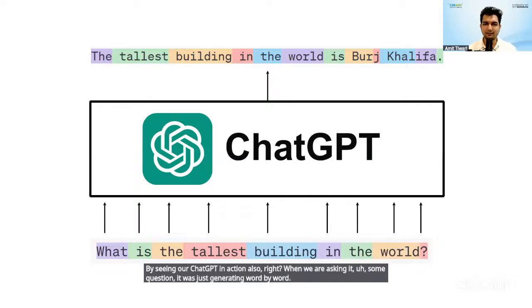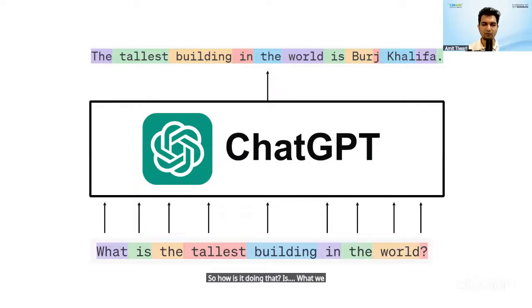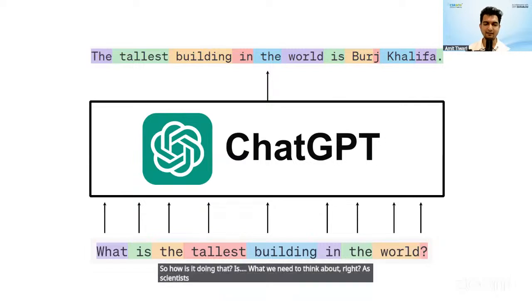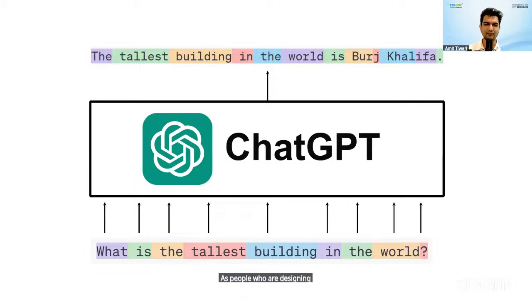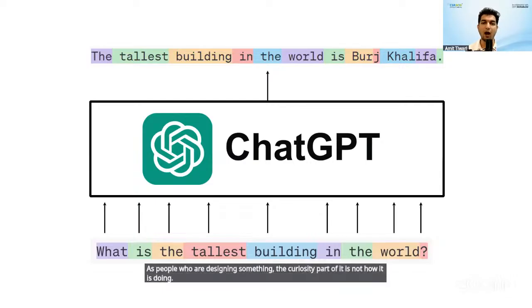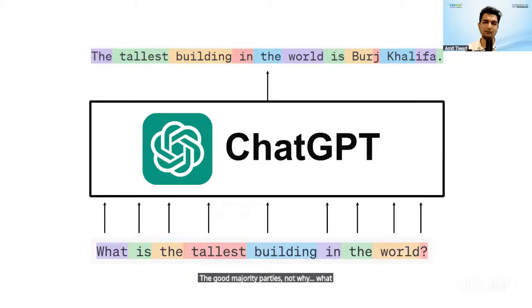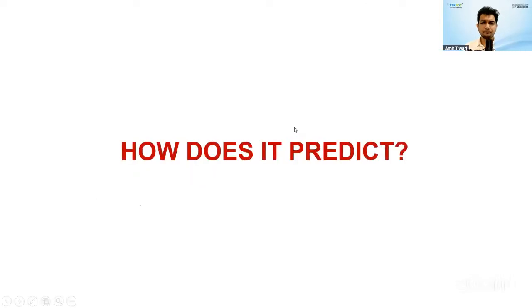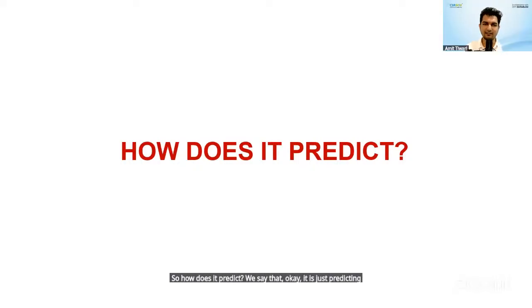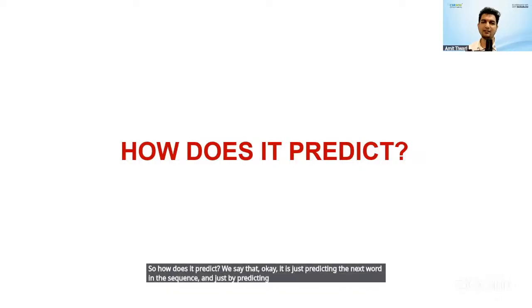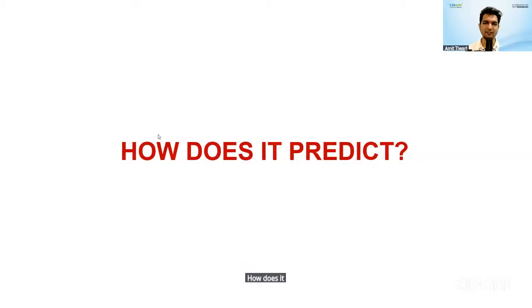So how is it doing that? That is what we need to think about, right? As scientists, as engineers, as people who are designing something, the curiosity part of it is the how, not why, what it is doing. So how does it predict? We say that it is just predicting the next word in the sequence, and just by predicting the next word in the sequence, it acts like it is really, really smart. How does it predict is what we will tackle next.